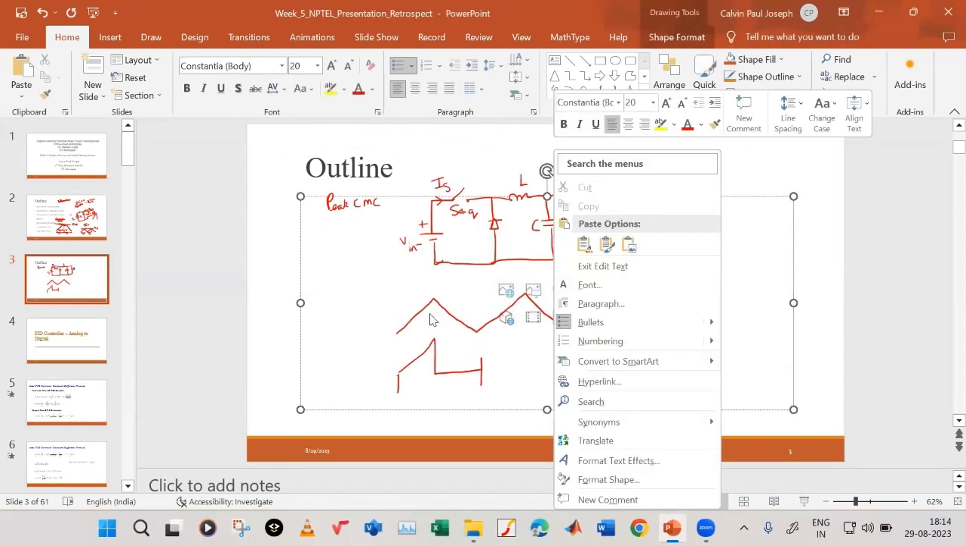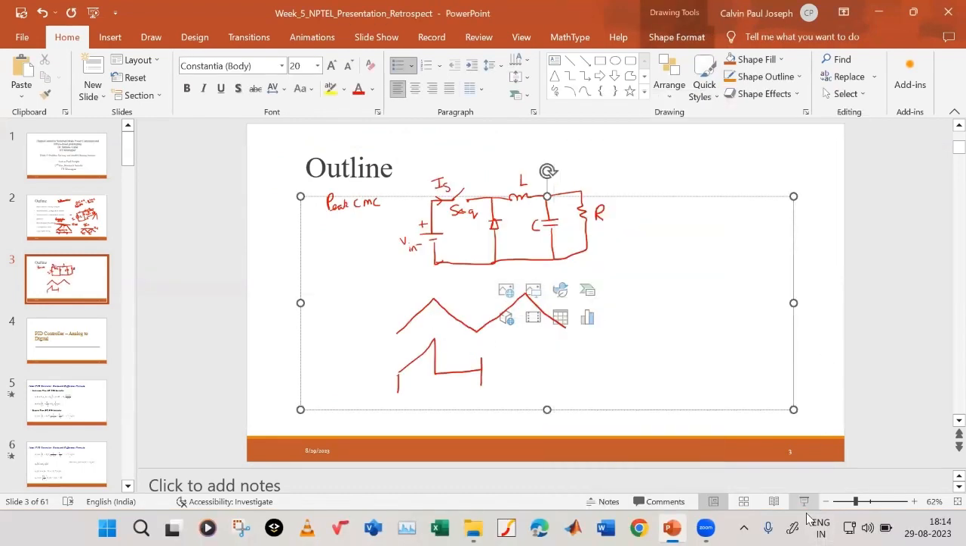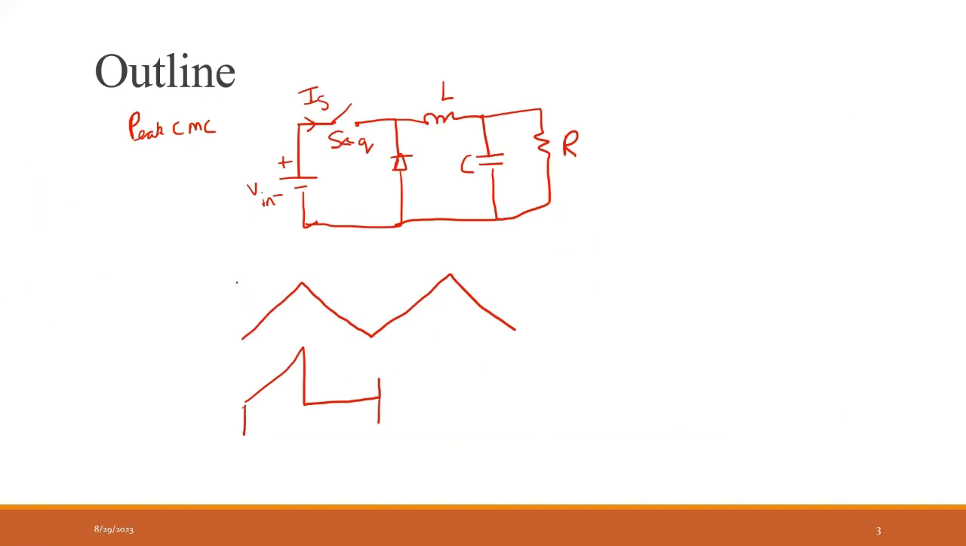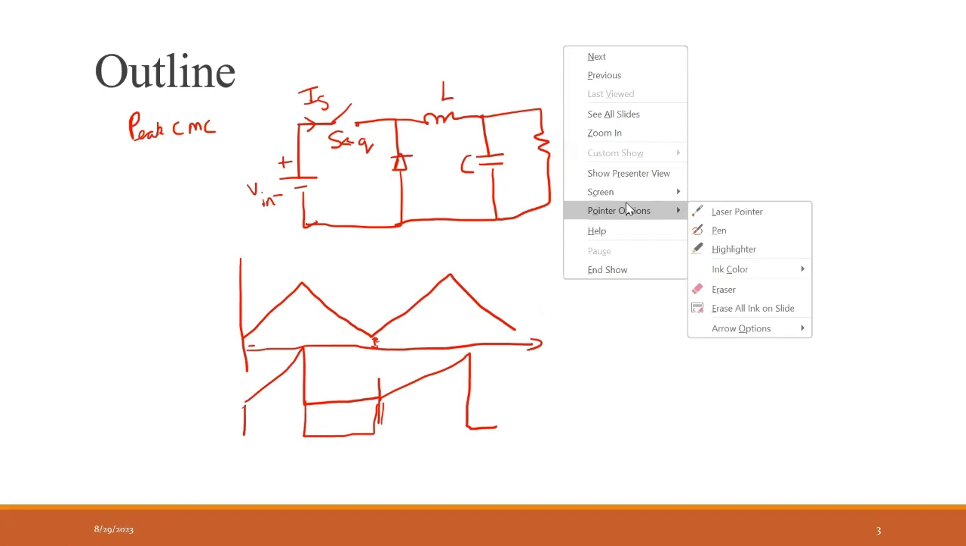Okay, understood, sir. Actually this is not zero. It will be some sort of value. This is not zero, it is above zero. So this will come to zero, and it will continue like that. Again, it will start from this value and go on. So this is my current through this switch. Whereas my current through my diode will be the opposite, it will be the falling ramp.